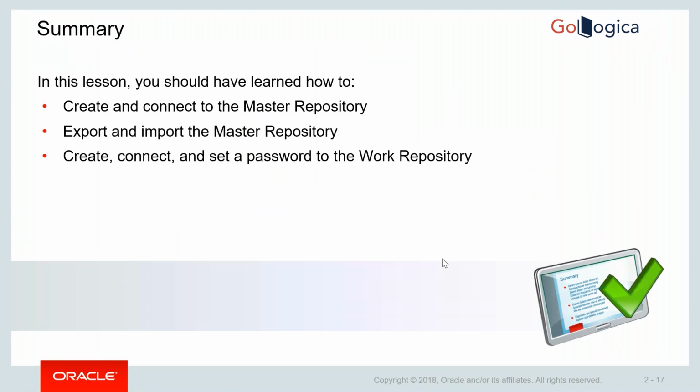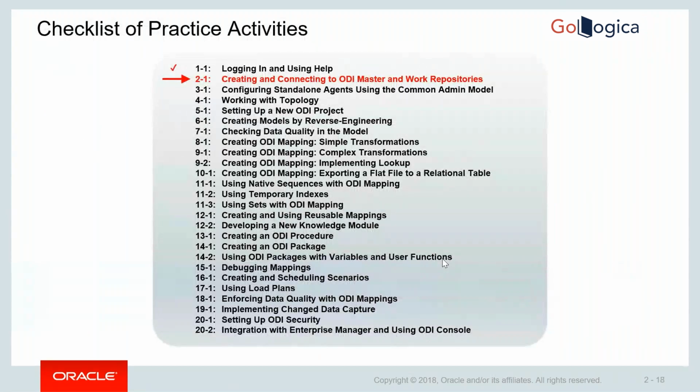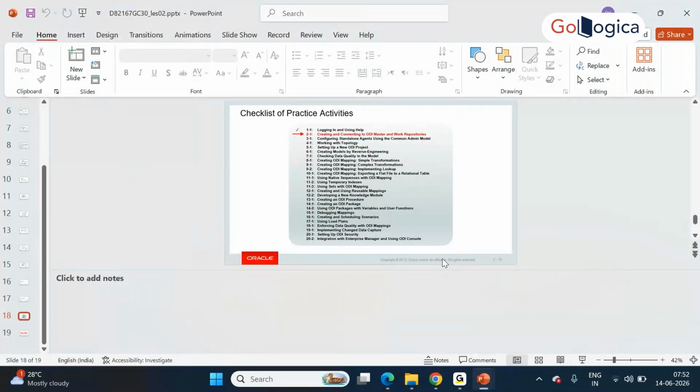In what case do we require a new work repository, Prem? As I told, we have a development and a test environment, and I want to have two different repositories to maintain: one for development, one for test. Or we may want one more for production.